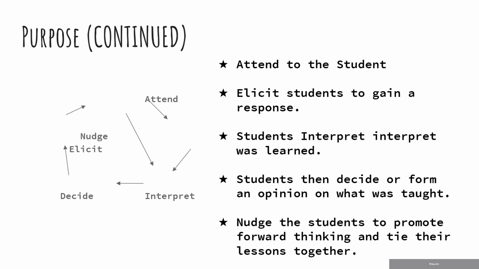On this slide is an elicit model. This model is a step-by-step plan on how to go about teaching students certain topics to get their own views on things. Attending to the student leads to eliciting. Elicit then leads to interpreting. Or attending can also lead to interpreting based on what the student thinks of first. Deciding is next, and then nudging begins, which helps students come up with their own personal beliefs, and this will later on help them in the future.